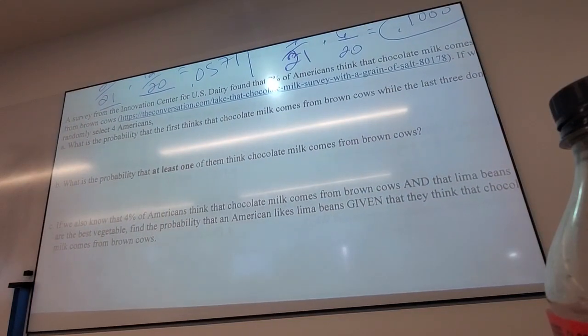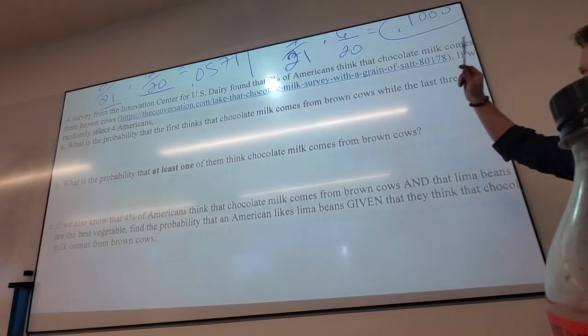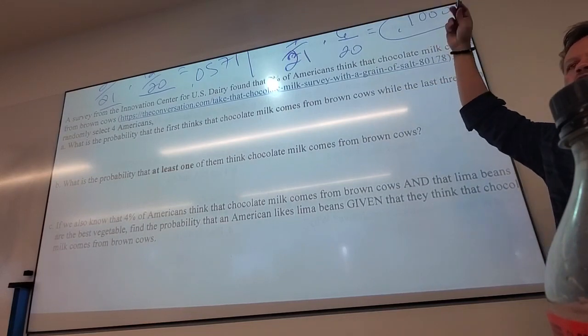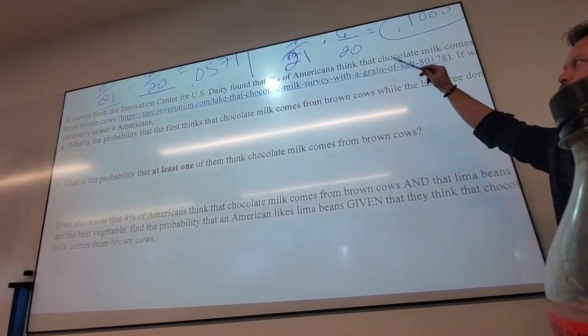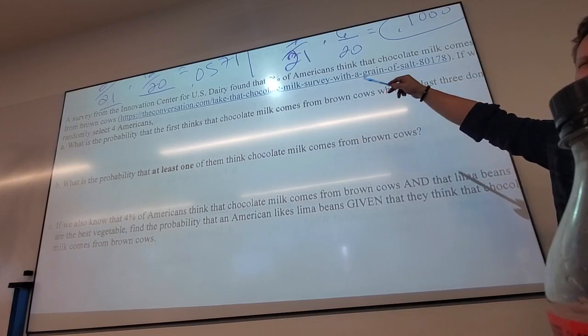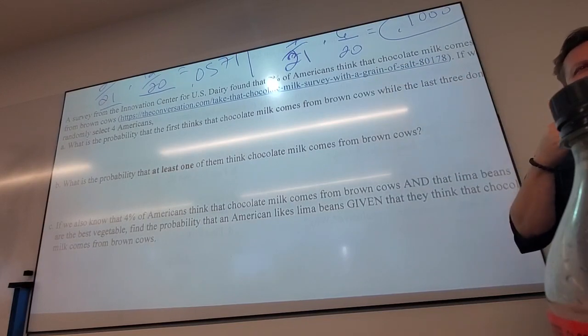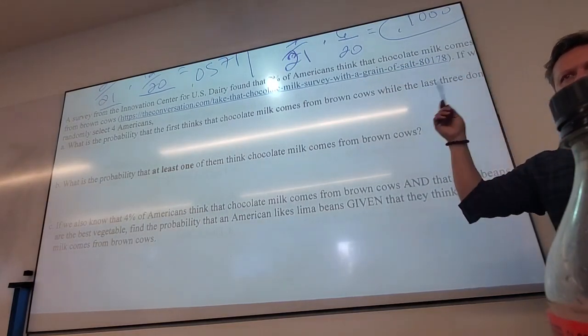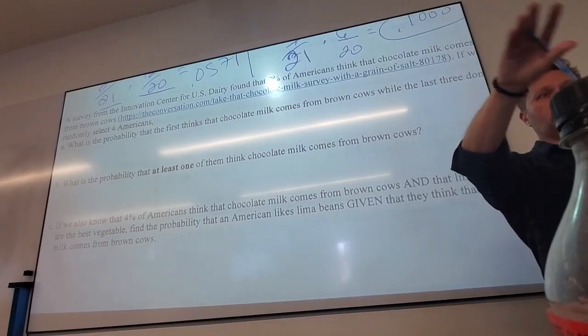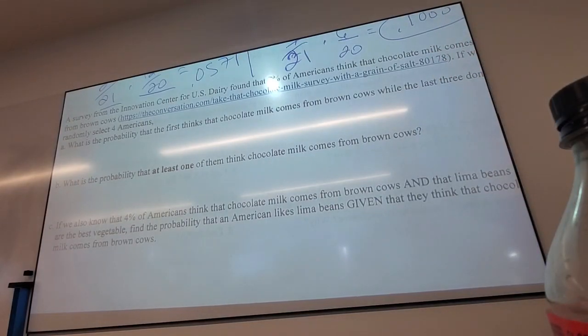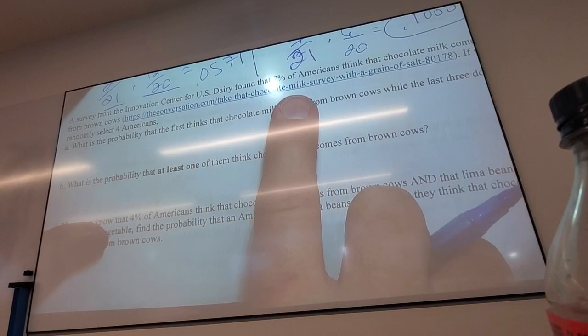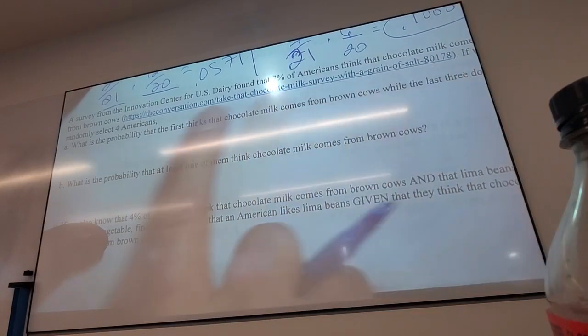Very quickly, this is a true story, but the way the survey was worded, you can't infer this. The thing though is it's more than 0% of people that believe this. But let's just go with this. This is what was reported. So let's say 7% of people do actually believe that chocolate milk comes from brown cows.